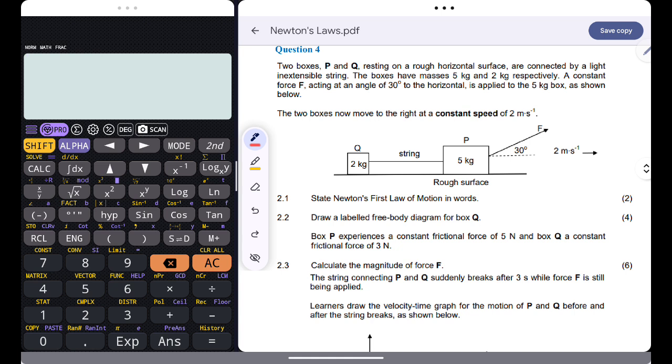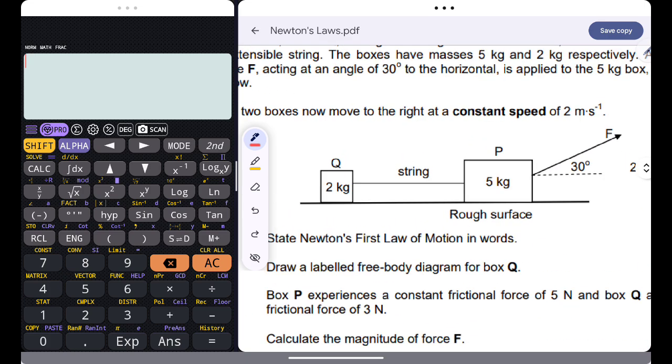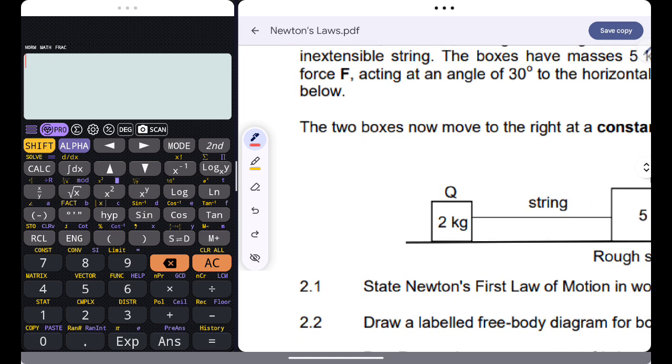First question: state Newton's first law of motion. It simply states that a body will remain in its state of motion unless a set of unbalanced forces acts on it. And then now they want us to draw a free body diagram showing all the forces acting on box Q. The free body diagram will be like this.